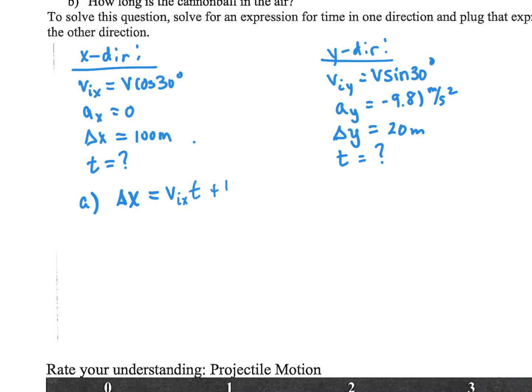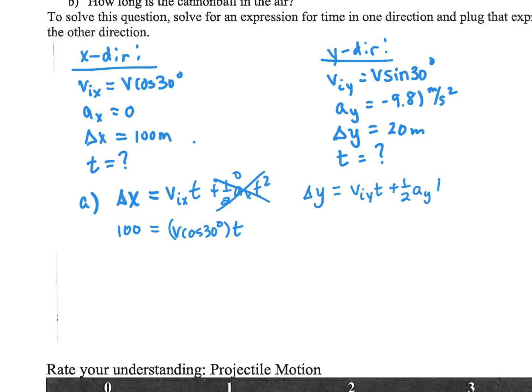The initial x t plus 1/2 a sub x t squared, that goes to 0. So this is 100 equals V cosine 30 degrees times T. Okay. And we know delta Y equals V initial in the Y direction T plus 1/2 a T squared. Okay, so this is 20. V initial in the Y direction is V sine 30 degrees times T minus, well, we'll wait to do the 4 until the very end, minus 9.81 divided by 2 times T squared.